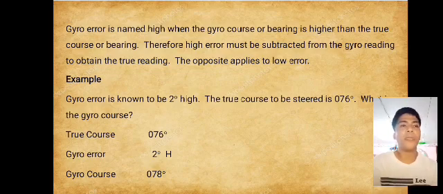An example of the gyro compass: gyro error is known to be 2 degrees high. The true course to be steered is 76 degrees. What is the gyro course? The true course given is 76 degrees, and the gyro error is 2 degrees high. To get the gyro course, you add the true course and the gyro error. So the gyro course is 78 degrees.